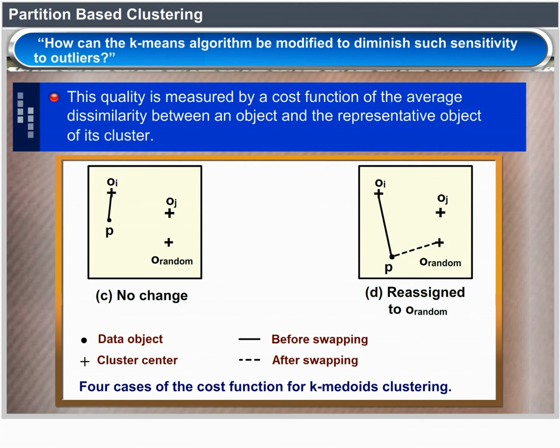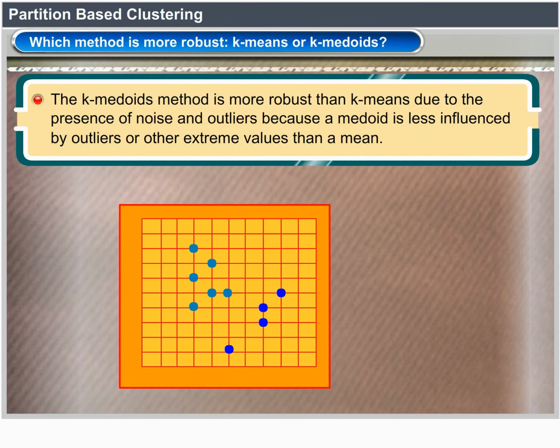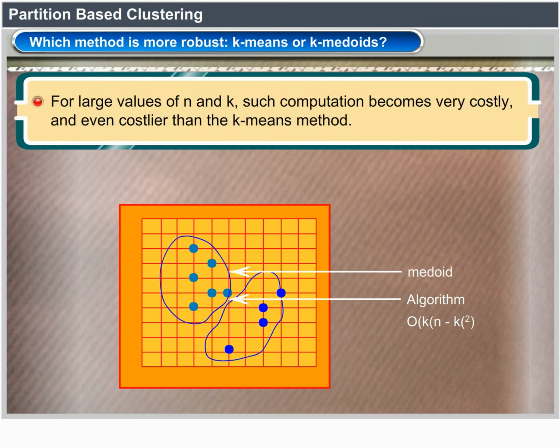Which method is more robust, k-means or k-medoids? The k-medoids method is more robust than k-means in the presence of noise and outliers because a medoid is less influenced by outliers or other extreme values than a mean. However, the complexity of each iteration in the k-medoids algorithm is O(k(n-k) squared). For large values of n and k, such computation becomes very costly, and much more costly than the k-means method. Both methods require the user to specify k, the number of clusters.